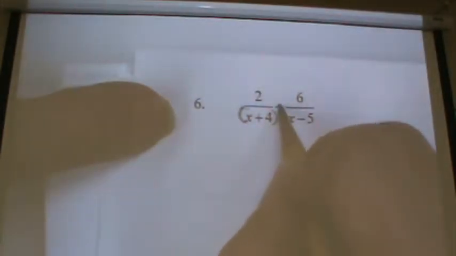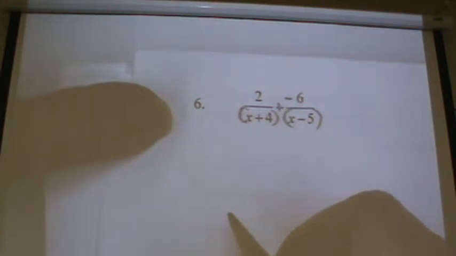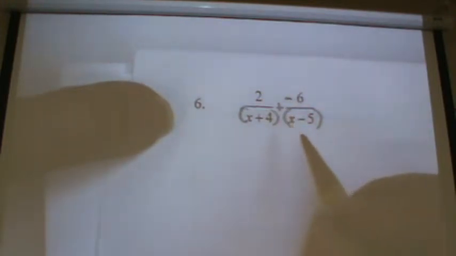Okay, number 6. What are they asking you to do on number 6? Subtract. You can't do this. You gotta distribute that negative. Don't you have to do it to the bottom one too? No, then it's positive. I just put the negative on top.